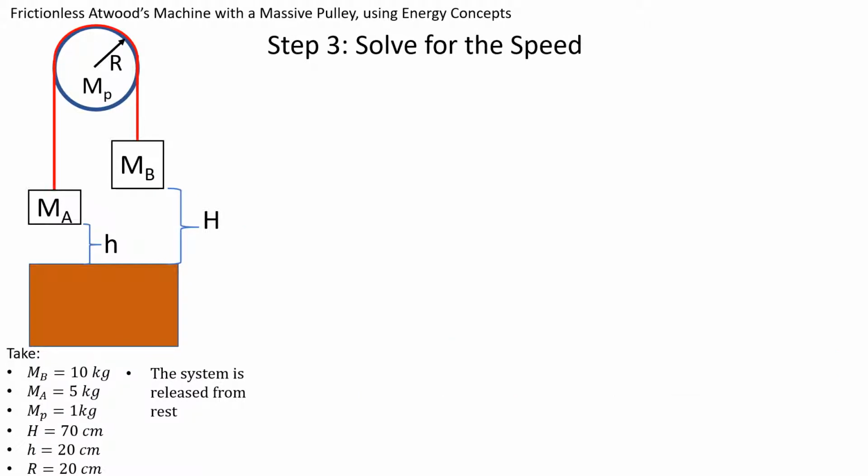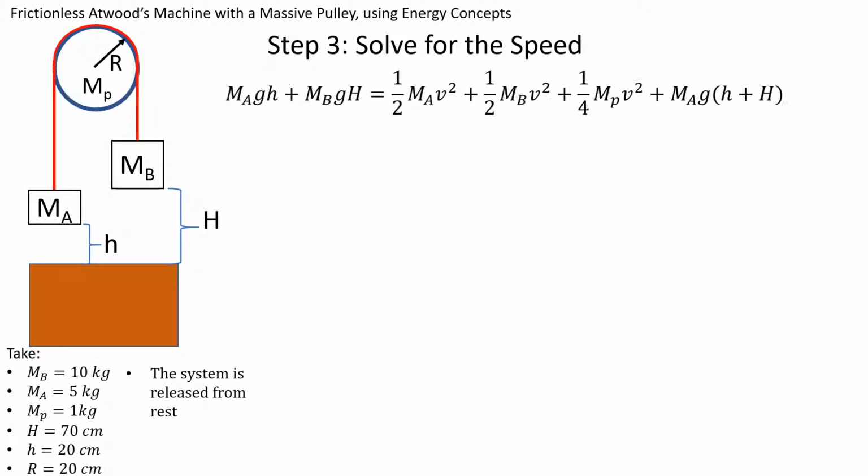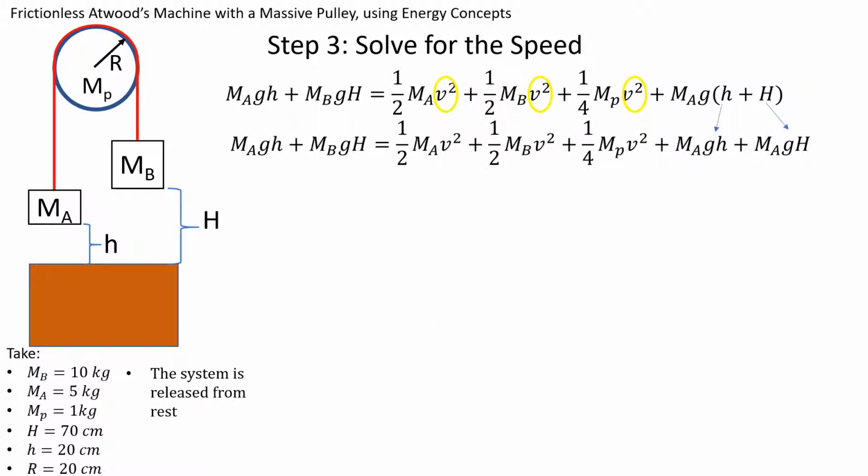So now we need to solve for the speed. We have this long equation where there's only one unknown, which is the speed v. So we can start doing some algebra to this. First we can distribute the MAG through the parentheses that say little h plus big H. So we'll get two terms out of that.